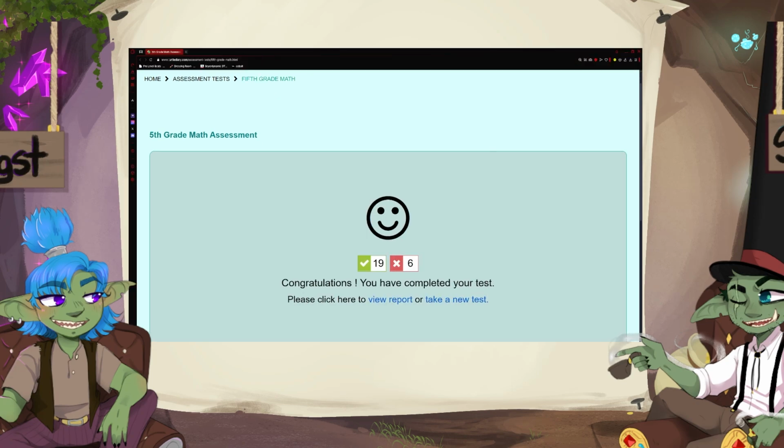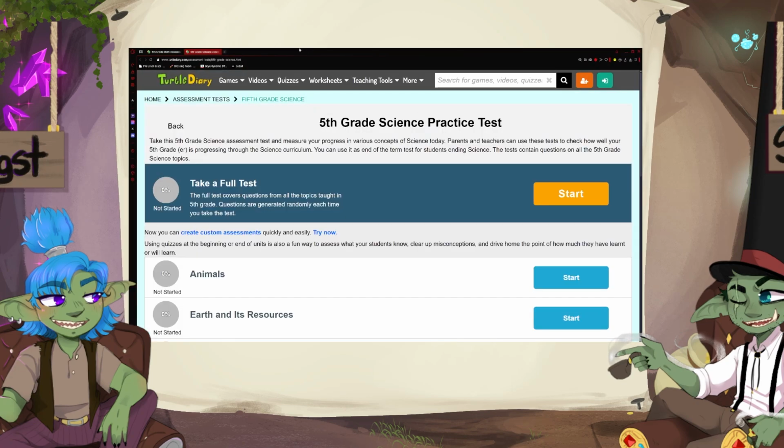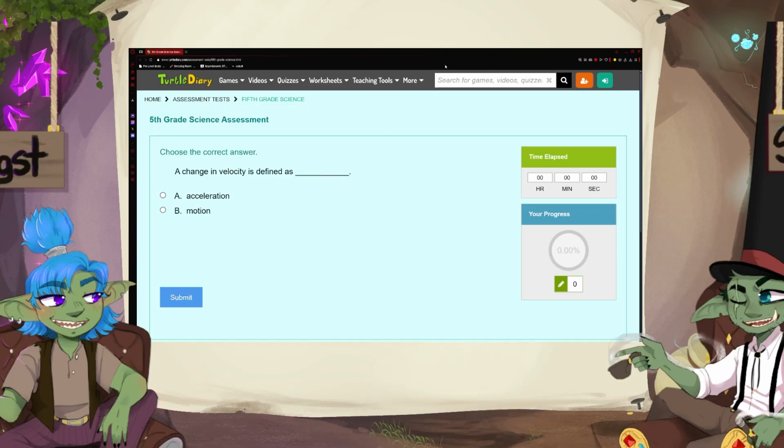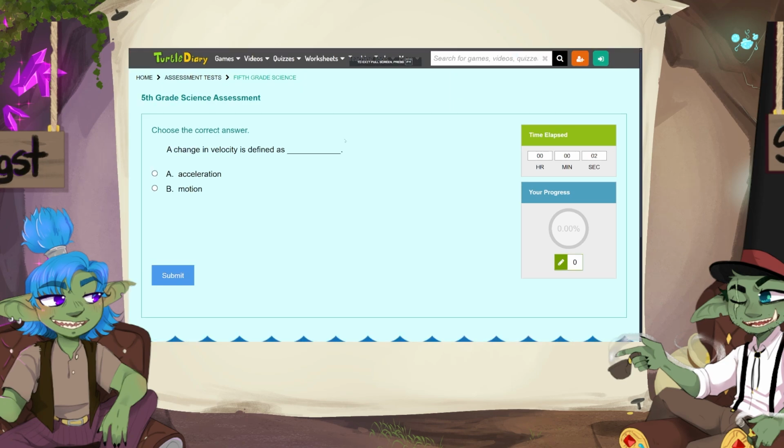Okay. So now we're doing science. Is this the same one? It's the same website. I mean, it works. Not sponsored. It's just the first website I found that doesn't make you log in. A change in velocity is defined as what? This is acceleration. A change in velocity could go either way. Like that's the problem. But motion also sounds wrong.